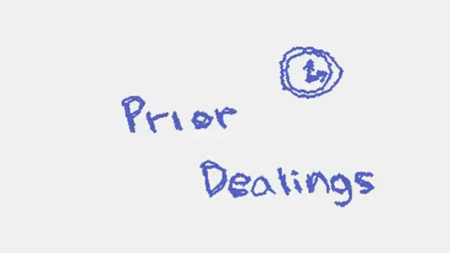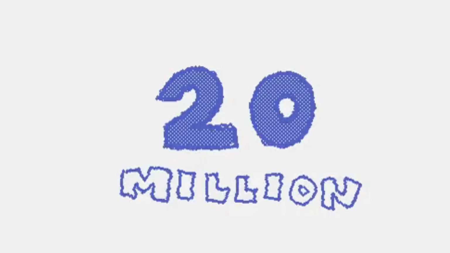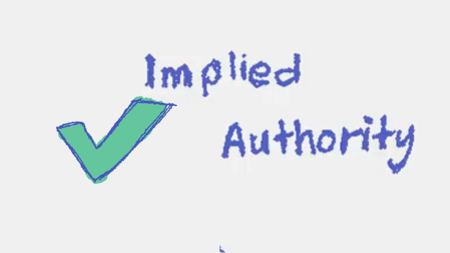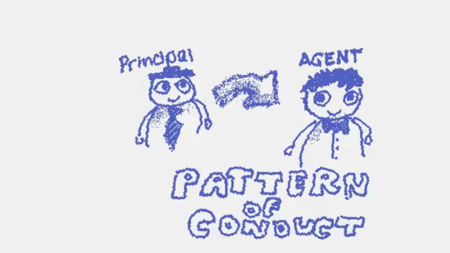The second factor is the prior dealings of the agent. If Johnny is a secretary but has consistently entered into large deals, say $20 million contracts, with the company's knowledge and acceptance, then it becomes much more likely that he has implied authority. This is because there is a clear pattern of behaviour that the company has allowed, which supports the inference that he is authorised to act in that way.